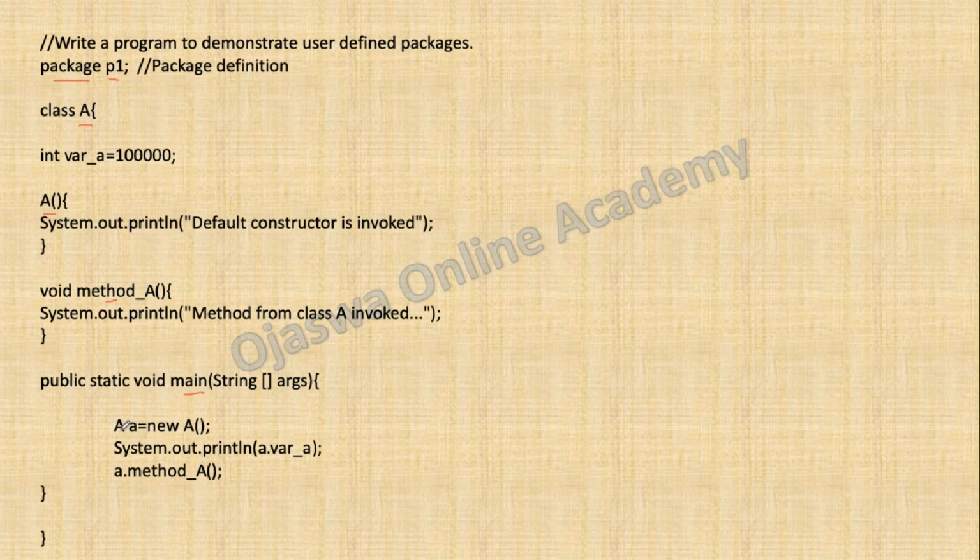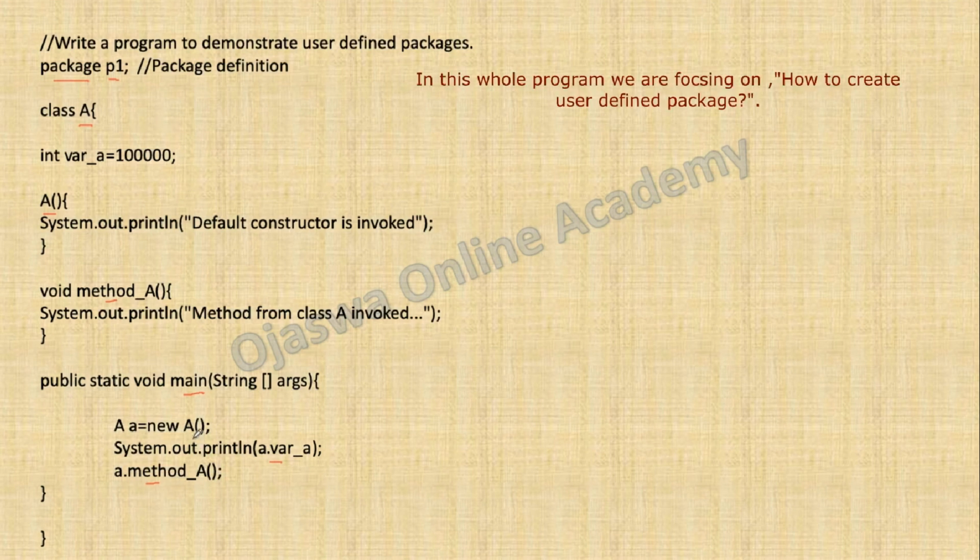So here you create an object. You try to print the variable. Instance variables are invoked using an object. This is a method call. Non-static methods are invoked using an object. So a dot method_a. So in this whole program, we are focusing on how to create a user-defined package.